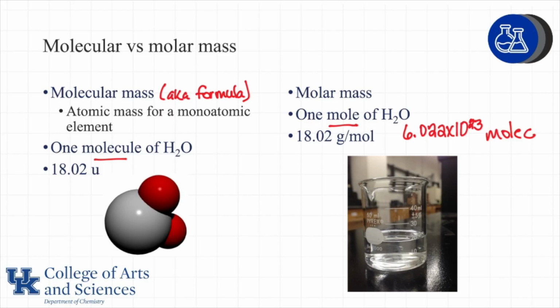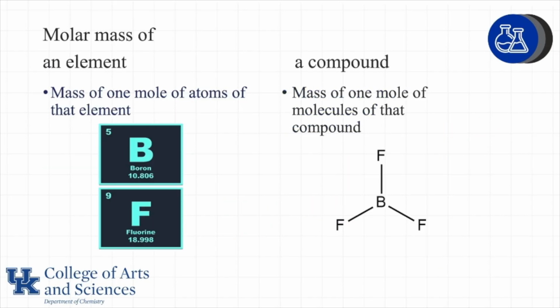We still see that we have 18.02, but now we have different units. We have grams per mole. So 1 molecule of water has a mass of 18.02 u. 1 mole of water molecules has a mass of 18.02 grams per mole. Same number, different units. We can find the molar mass of an element or a compound.